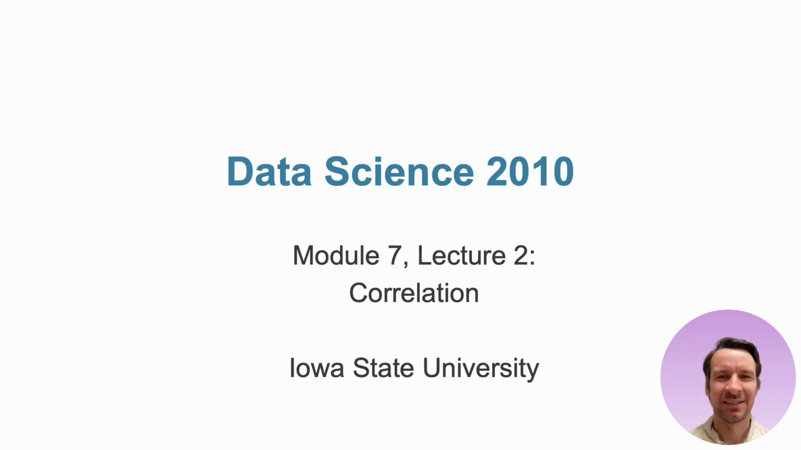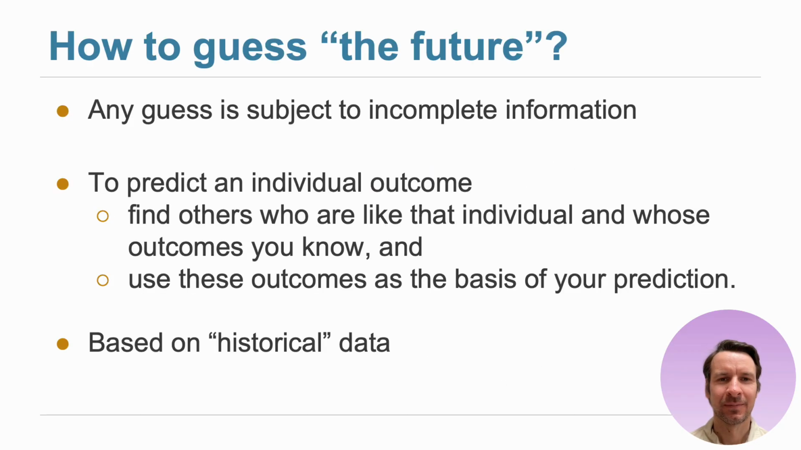In this lecture, we will talk a little bit about correlation and what it is and how to use it. So, first question is how to guess the future, right? It's hard to guess the future because usually we have no complete information. So what we typically want to do is get some partial data about something and figure out what the outcome is.